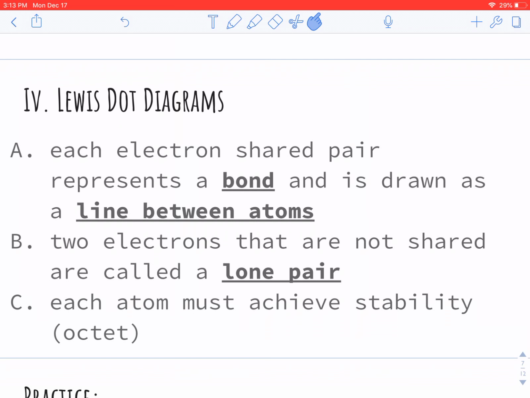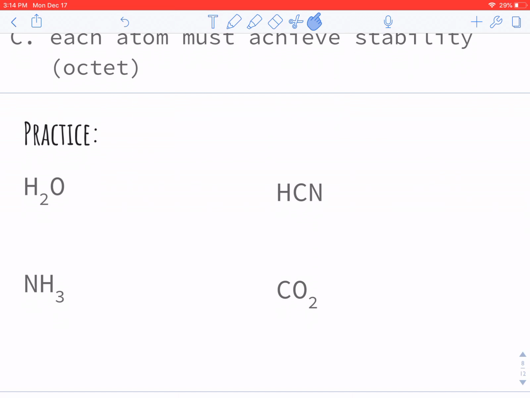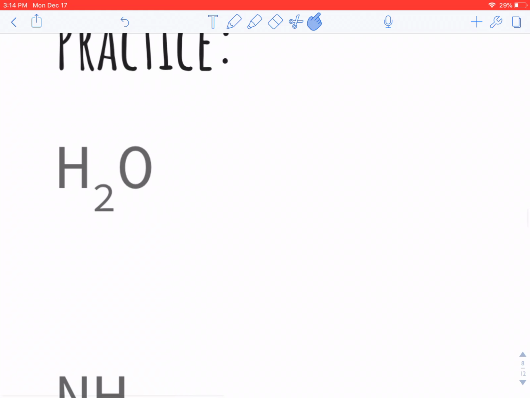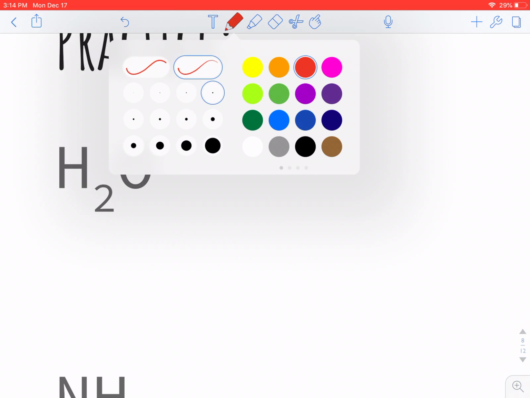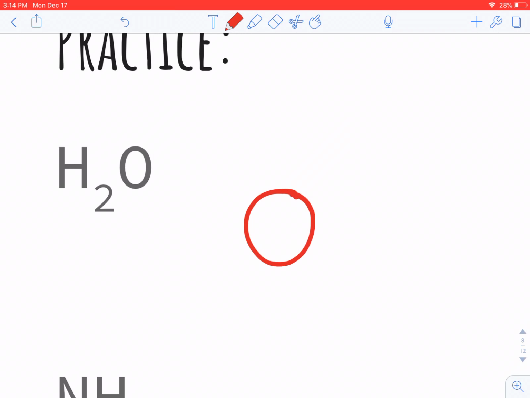You have to make sure that each of your atoms in the molecule achieves its stability by having an octet. Just a reminder though, hydrogen only needs 2 valence electrons to be stable. So let's take a look at a couple practice diagrams. So first we have H2O. So we have 2 hydrogens and 1 oxygen. Let's go ahead and draw our oxygen atom. And if you look, oxygen is in group 6 on the periodic table, so it has 6 valence electrons.